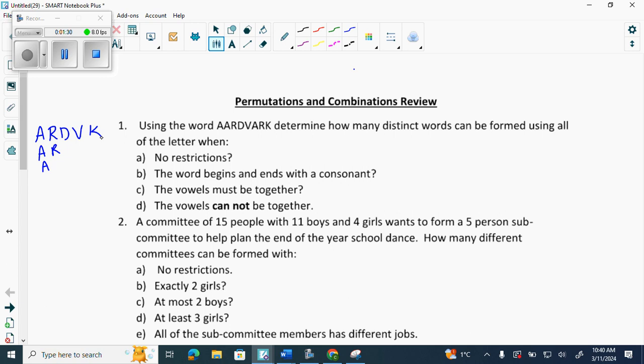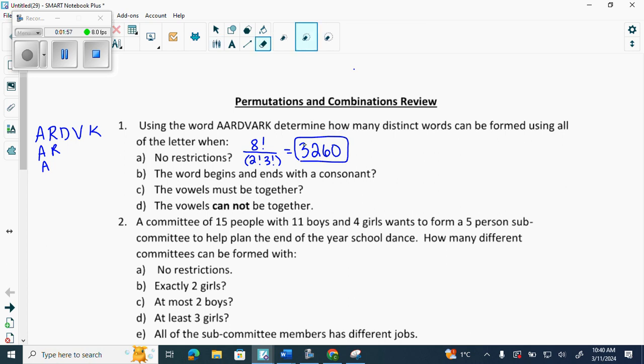Okay? So no restrictions. How many letters are there? So it's 8 factorial divided by 2 factorial, 3 factorial. Please make sure you use brackets or the fraction button. What do we get for an answer? 3,260? 3,360?